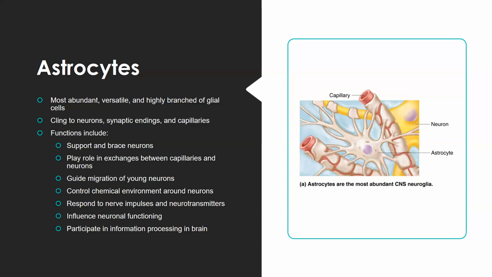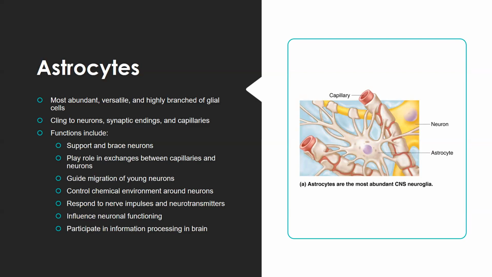They'll help with migration of neurons to their resting place or their adult working place. Because they can interface with capillaries, they help to control the chemical environment surrounding. They help with neuro response from neurotransmitters, and they can help with information processing. So what do astrocytes not do? They pretty much do everything except for anything with myelin, and they don't really do anything with defense.